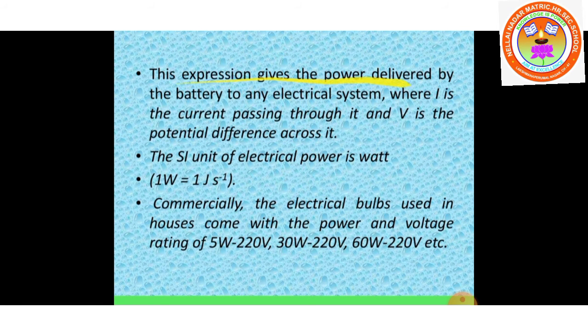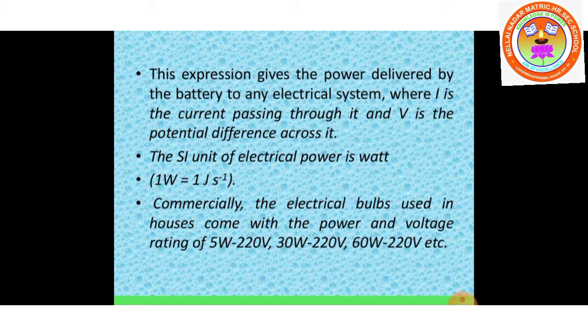This expression gives the power delivered by the battery to any electrical system, where I is the current passing through it and V is the potential difference across it. The SI unit of electric power is watt. 1 watt is equal to 1 joule per second, that is 1 watt is equal to 1 joule second inverse.